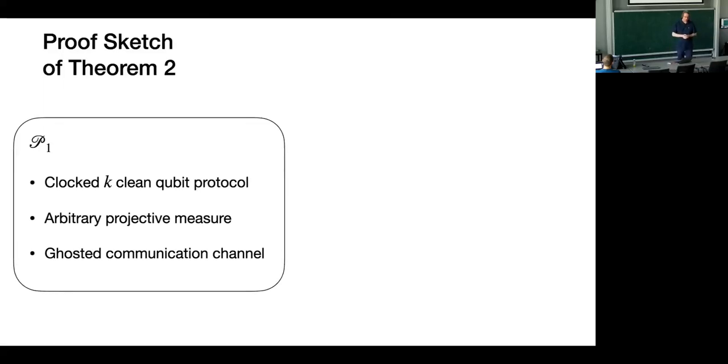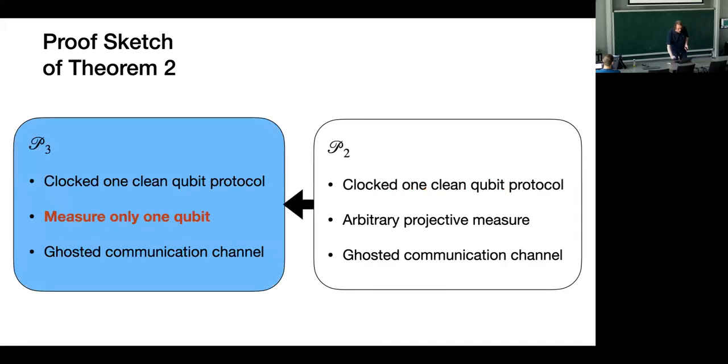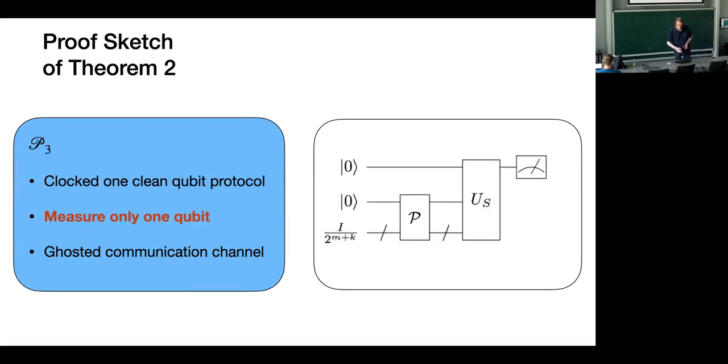Okay, so we start with this clocked model and everything nice. We go with theorem 1, I guess, to the one clean qubit model. That is the thing we already did. Then we change this into measuring only one qubit, which is relatively easy, and still a ghosted channel. And then we turn this into a trace estimation protocol.